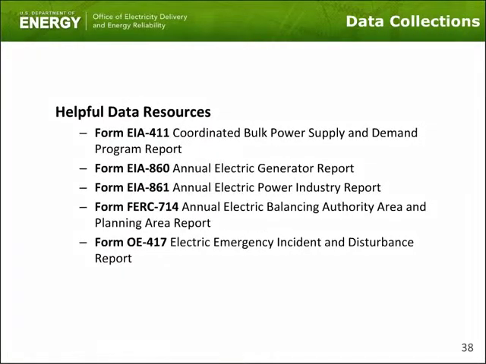I also wanted to highlight there are a number of high-quality data sources available to understand and characterize our current electric system. The two repositories that I want to highlight for this audience would be the EIA 411, Coordinated Bulk Power Supply and Demand Report Survey, which identifies trends in future system generation as well as future system demands, and the EIA 860 Annual Generator Survey, which characterizes our current generation fleet in the United States. Next slide.